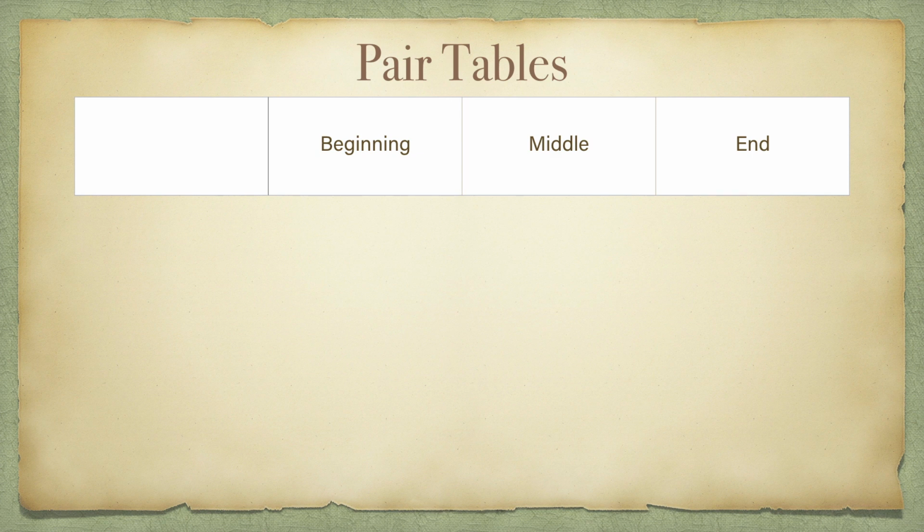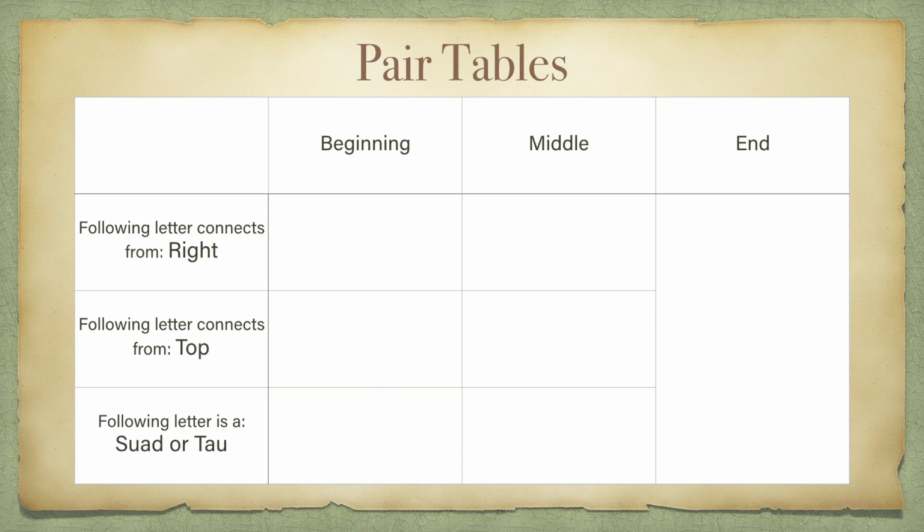When a letter appears in the beginning or in the middle of a word, its shape is ultimately determined by the type of letter that follows it. Now, the following letter could either connect from the right-hand side, it could connect from the top, or in the case that it's a sad or ta, then the shape of the letter also looks pretty unique. I know this all sounds very confusing at this point in time, so let's have a look at an actual example. Let's look into the letter lam.